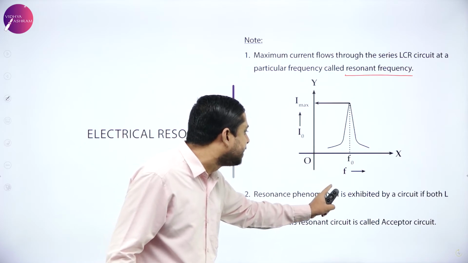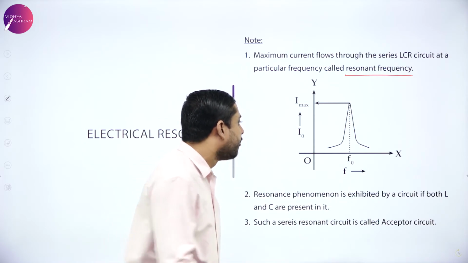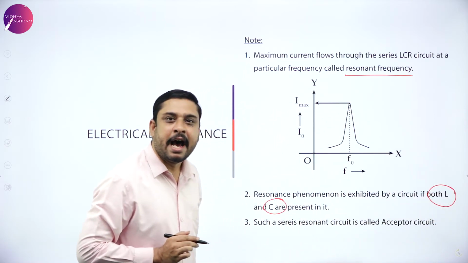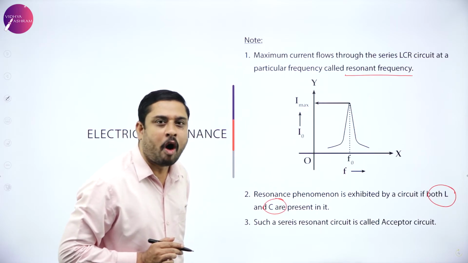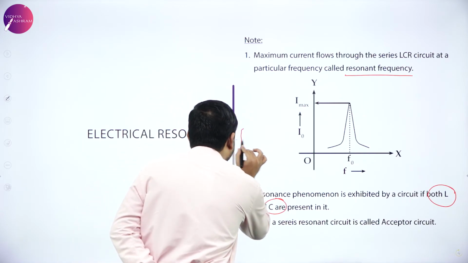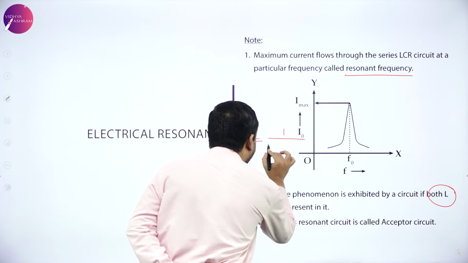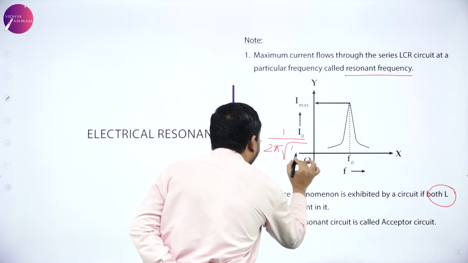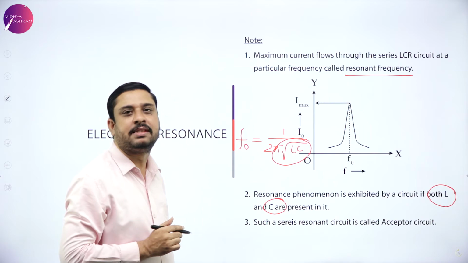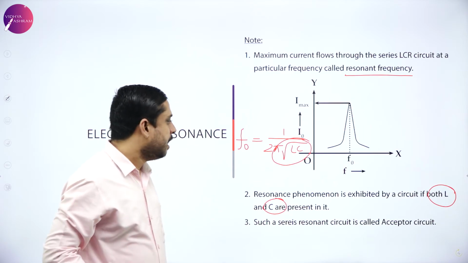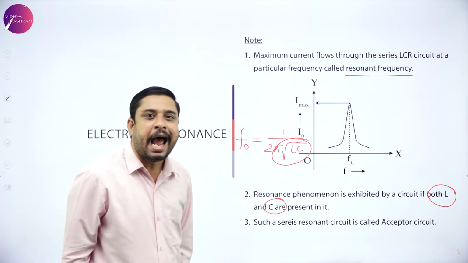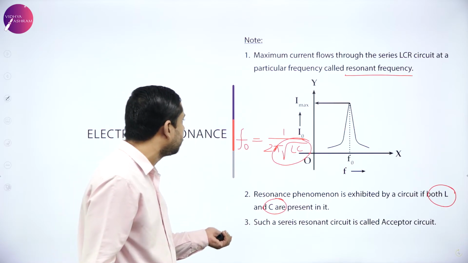Resonance phenomenon is exhibited by a circuit if both inductor and capacitor are present in it. I don't want a resistor, but I want that LC combination. Why? Very clearly, F naught is 1 by 2 pi root of LC. This LC combination has to be present for electrical resonance. And such a series resonance circuit is called acceptor circuit.